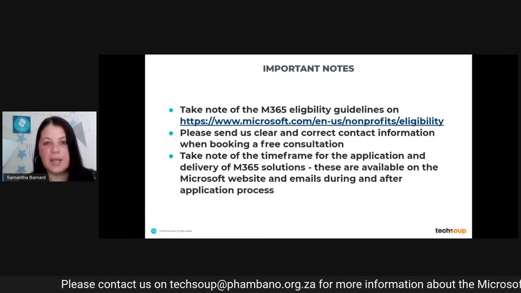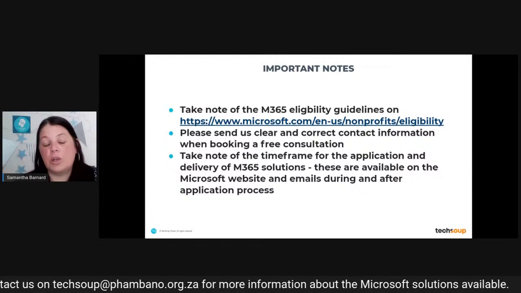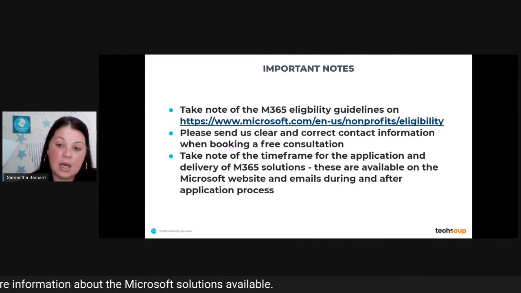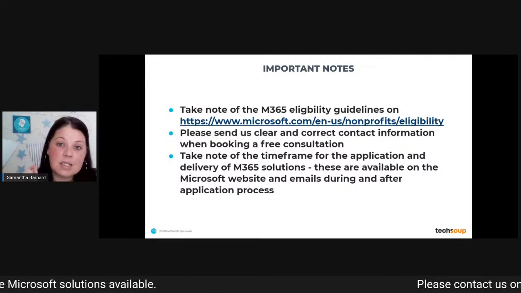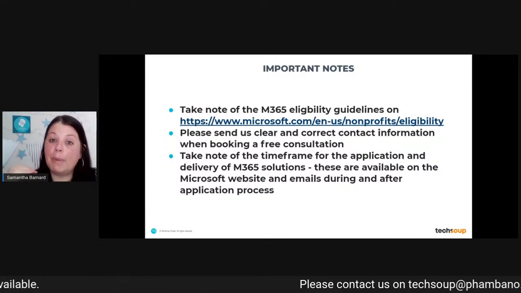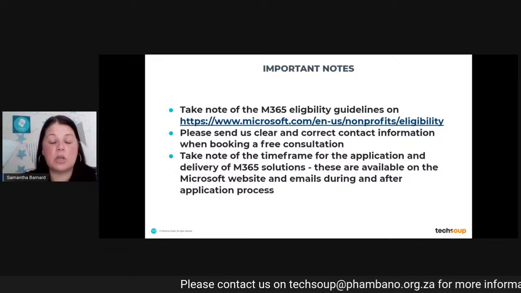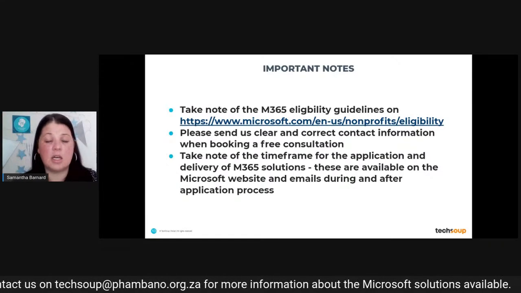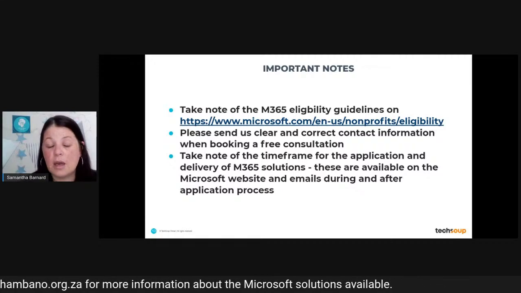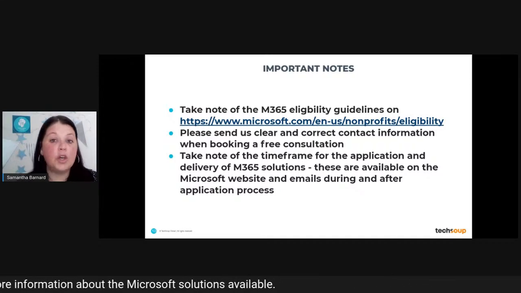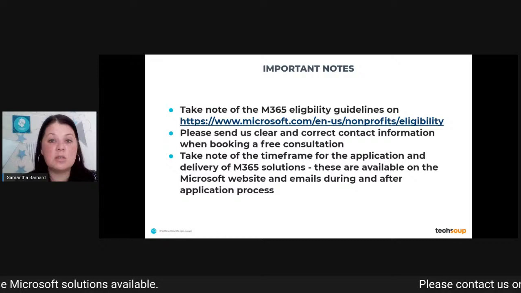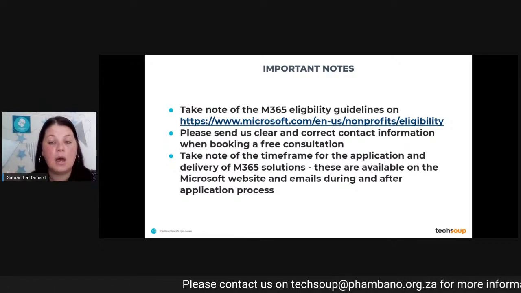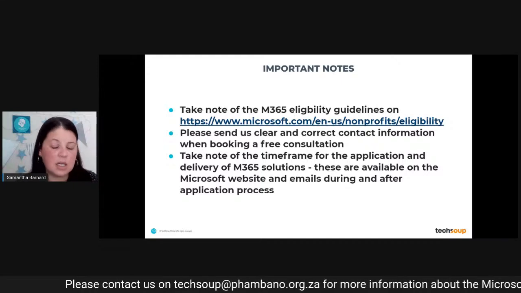Now, in doing that, there are some very, very important notes that I need to highlight about the M365 application. Number one is that you must take note of the M365 eligibility guidelines on Microsoft's nonprofit website. Okay, there are some organizations that can't apply for this. There are some organizations where you may need to not apply for this offer. You may need to maybe apply for something more geared towards a volunteer setup. There are multiple plans, there are multiple eligibility guidelines.